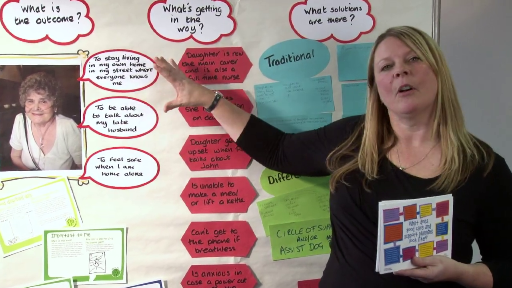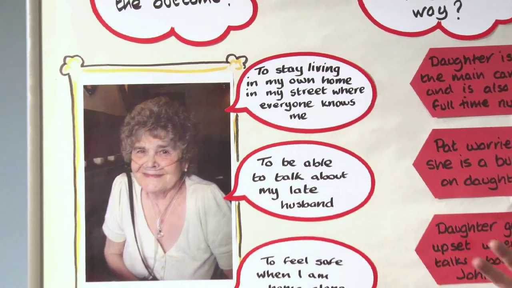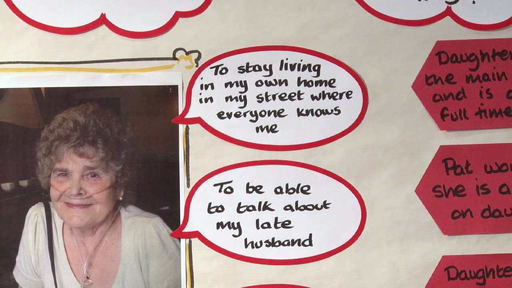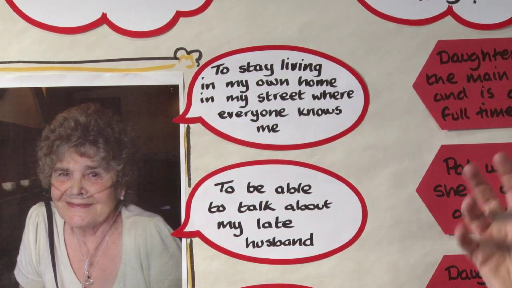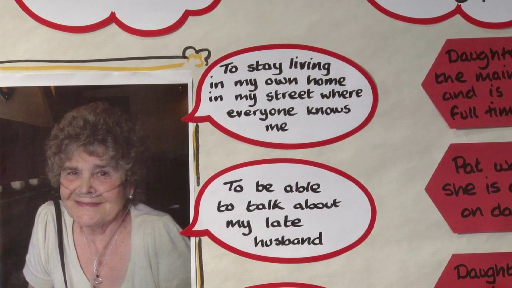So my mum's outcomes, when we were really thinking about it, were to stay living in her own home in the street where everybody knew her. She lived in fear of going into residential care, and she was somebody who was at her best when she was in the centre of people who knew her. She was the hub. She was always the life and soul of the party, my mum.